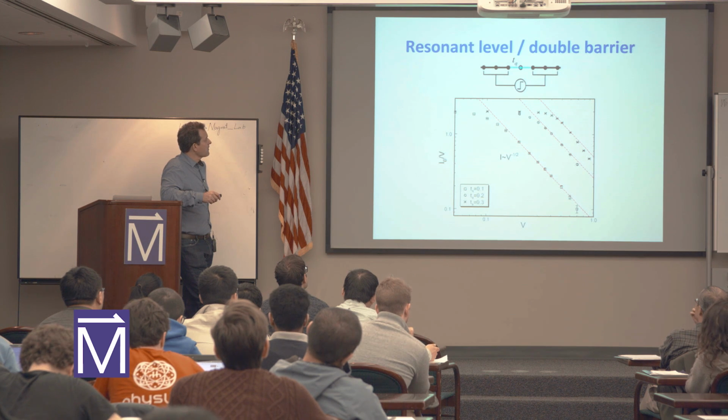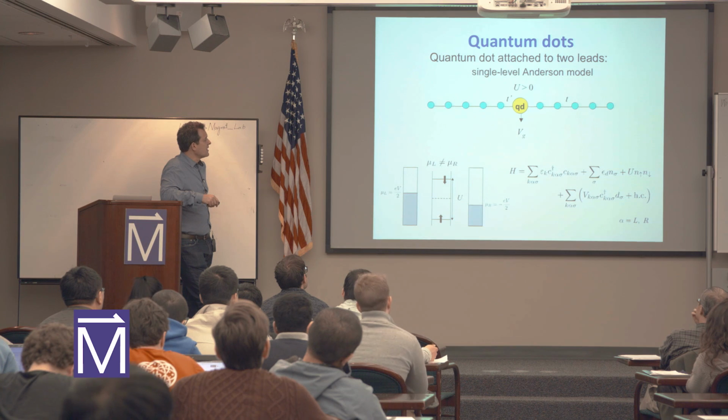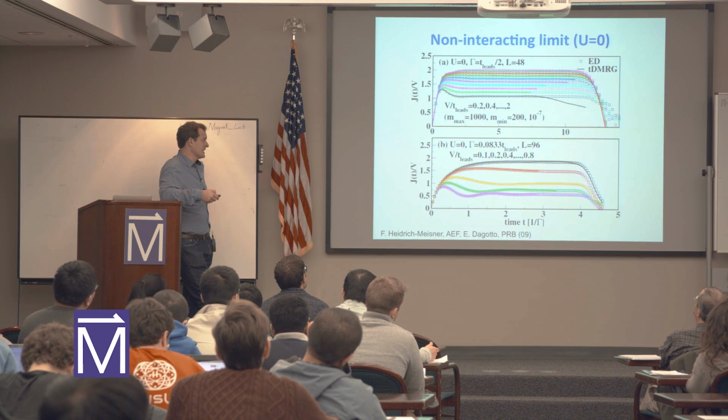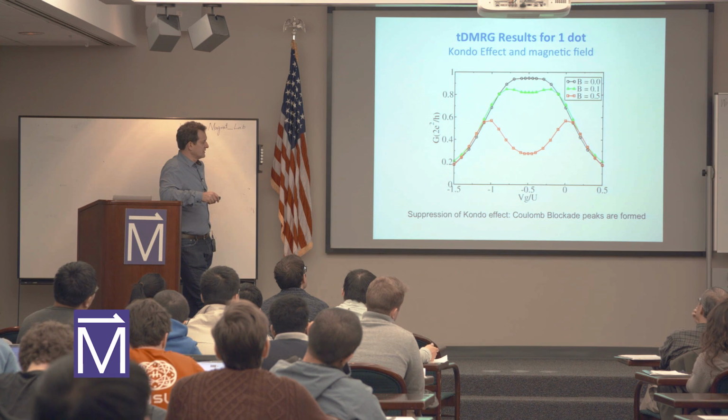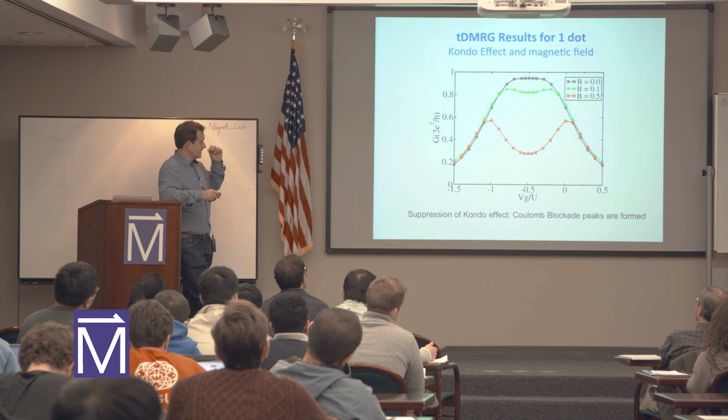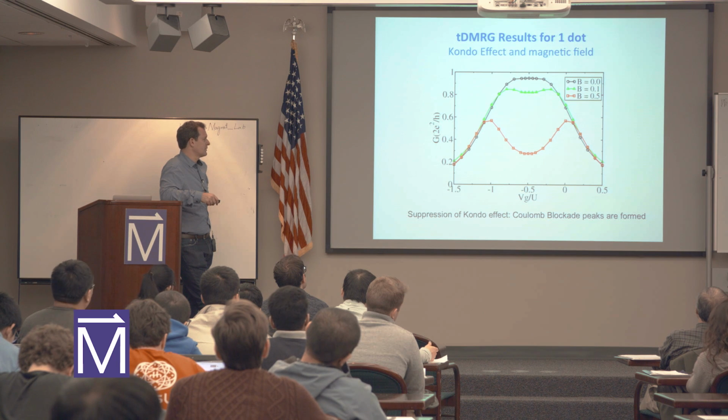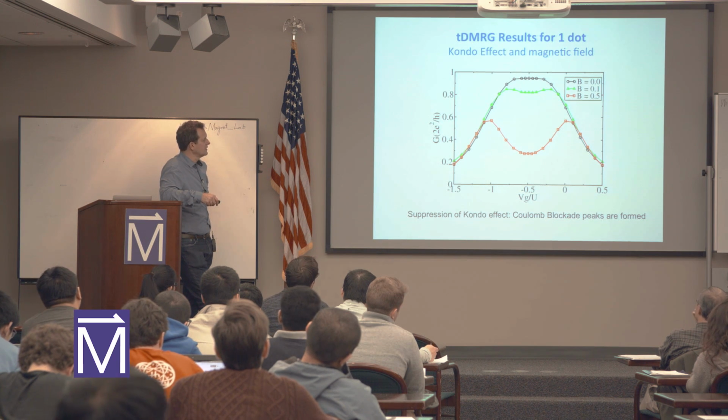And here, this is for a resonant level or double barrier. You can do the same. You can study quantum dots, basically Kondo impurities, and do the same. You look at the quantum impurity as a function of the conductance, as a function of magnetic field, for instance, for different bias, gate voltages, and so on.